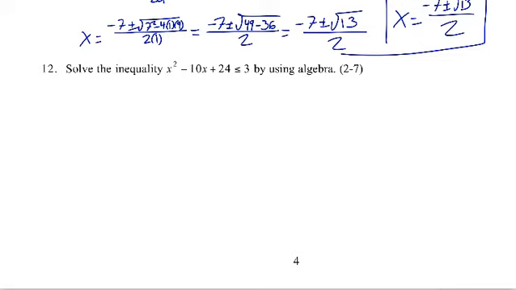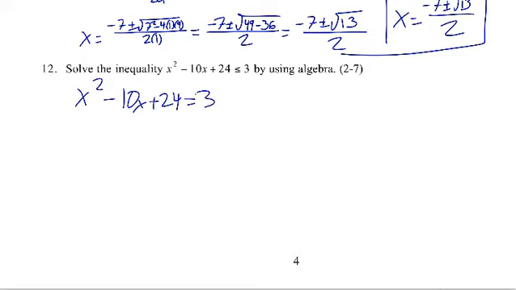Alright, and number 12 says solve the inequality. X squared minus 10x plus 24 is less than or equal to 3. Let's start off by treating it just like a normal equation. So x squared minus 10x plus 24 is equal to 3.